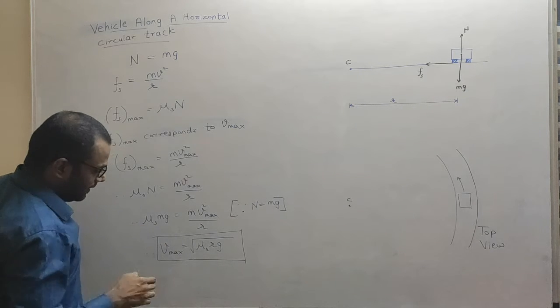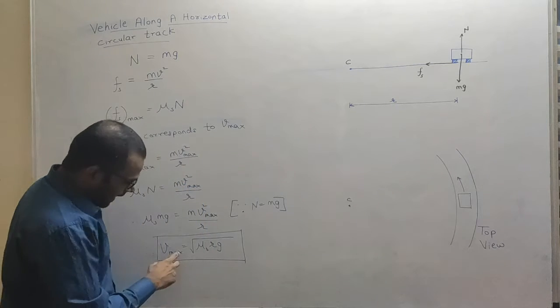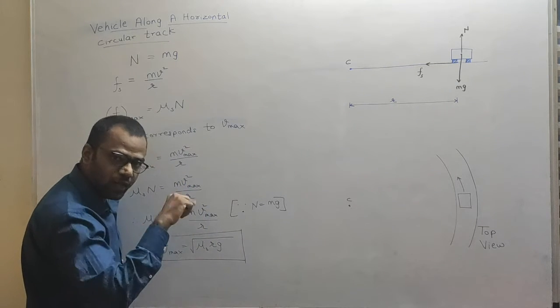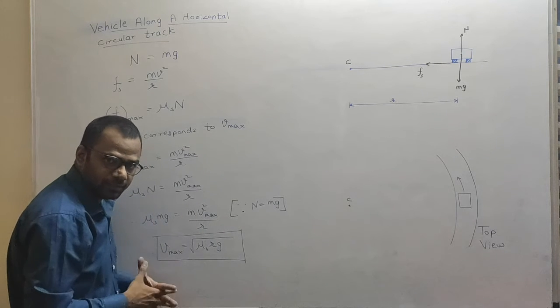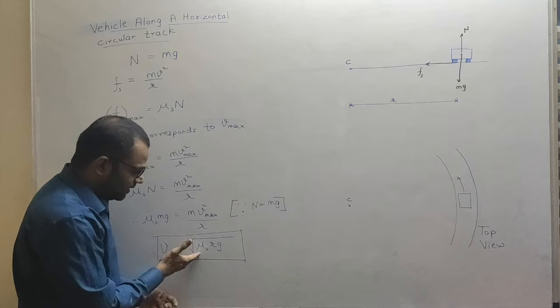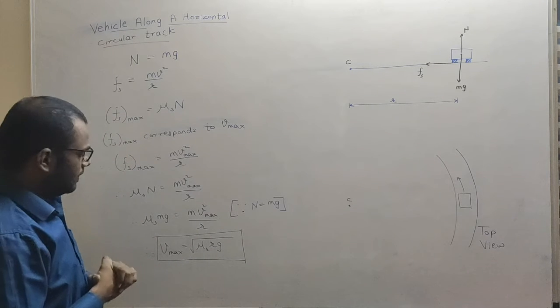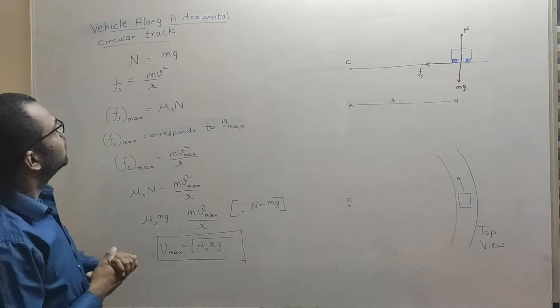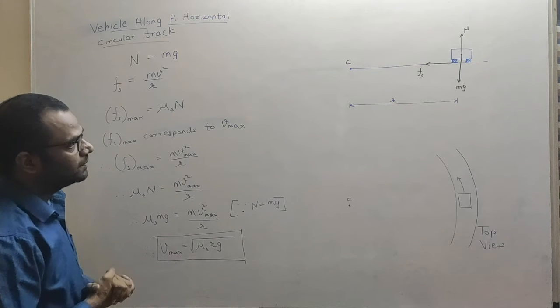Are we getting this? Now, this velocity does not depend on the mass of the vehicle, because as you can see in the formula, there is no m. So this velocity does not depend on the mass of the vehicle. Okay, this depends on these factors. Are we getting this?